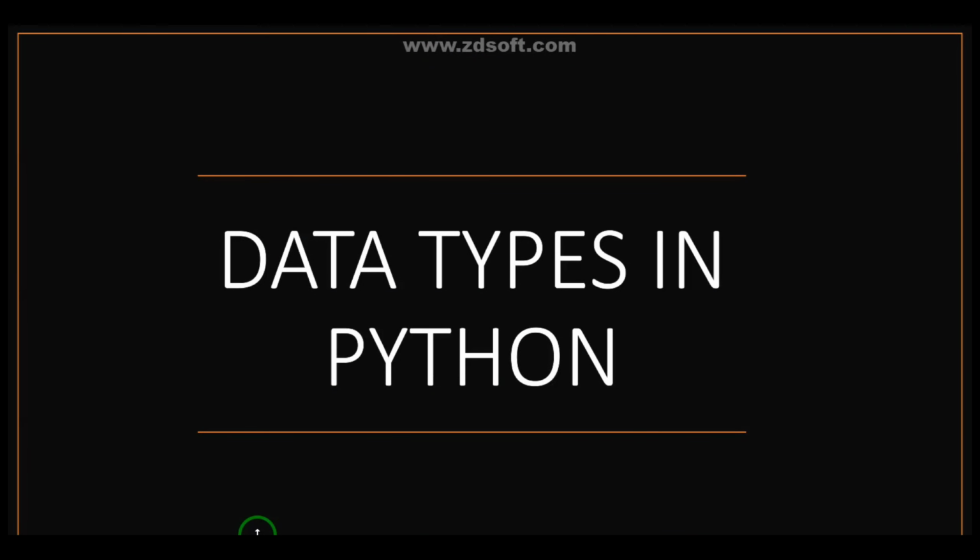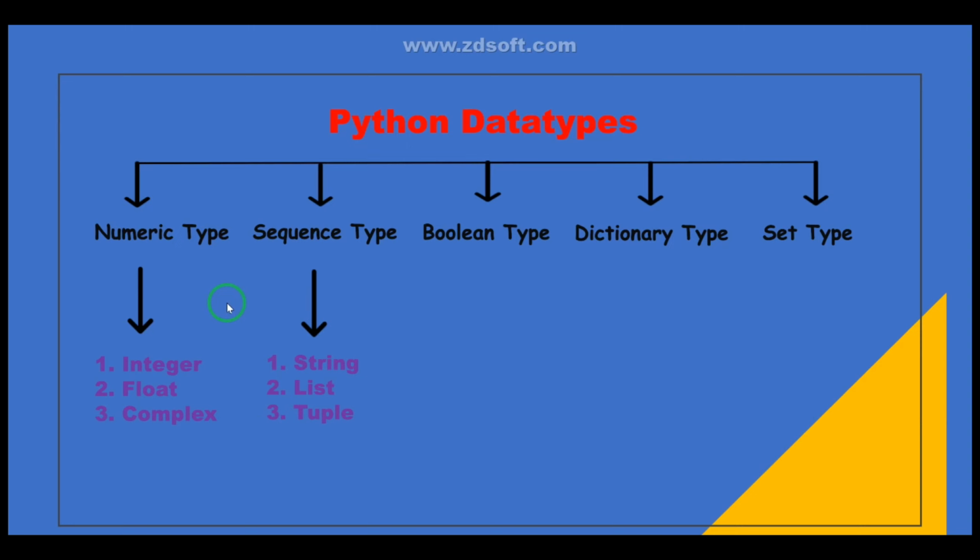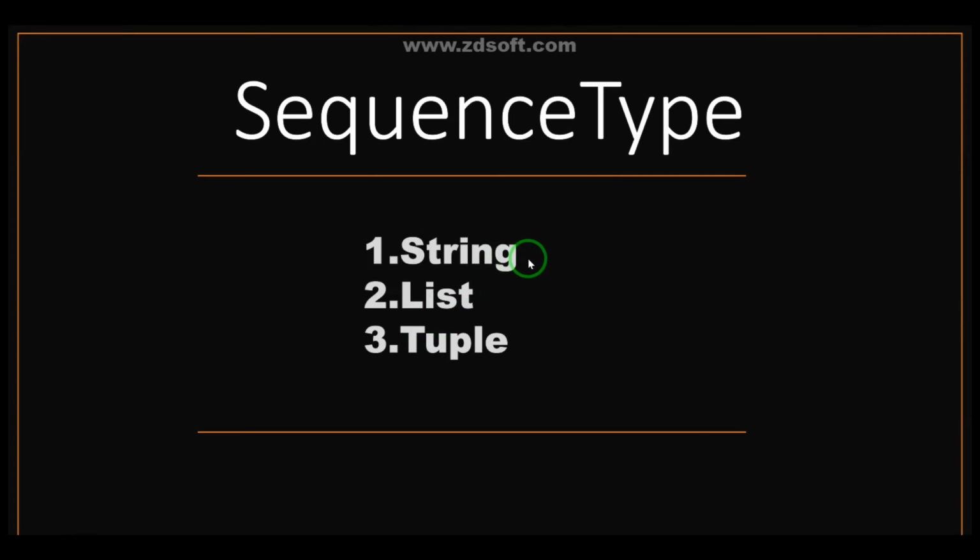Hello guys, welcome back to another video, and we were discussing the data types in Python. Till now we have completed numeric types and a little bit of sequence types. In the last video we completed the string type. So in this video I am going to discuss the list type. We have completed string totally, and now we are entering into the list type.